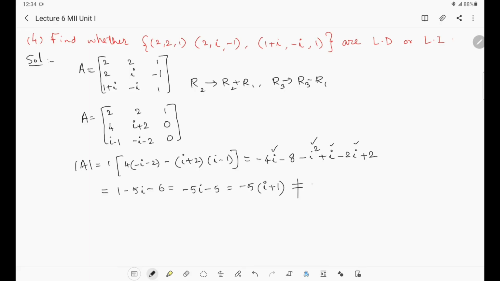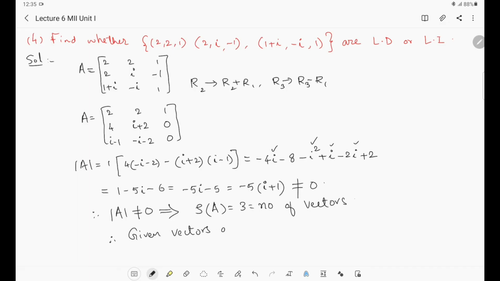Obviously this will be not equal to 0. This is a non-zero quantity. So therefore determinant of A we calculated is not equal to 0. If the determinant is not equal to 0, then what we can say? Rank of A will be equal to 3, which is equal to number of vectors. If rank is equal to number of vectors, what we can say? Therefore given vectors are linearly independent, right?